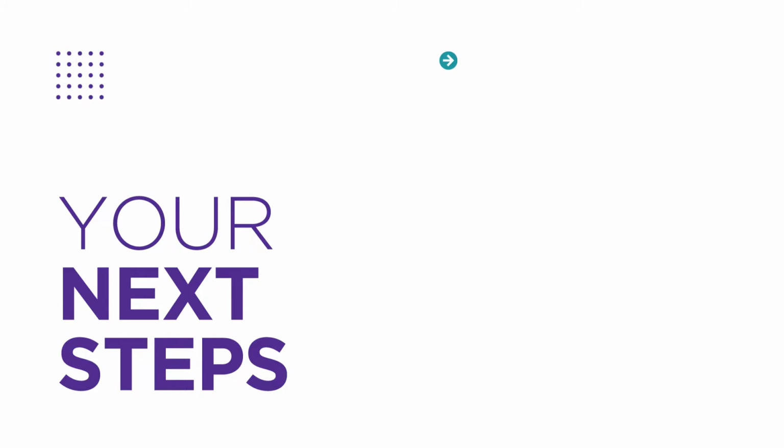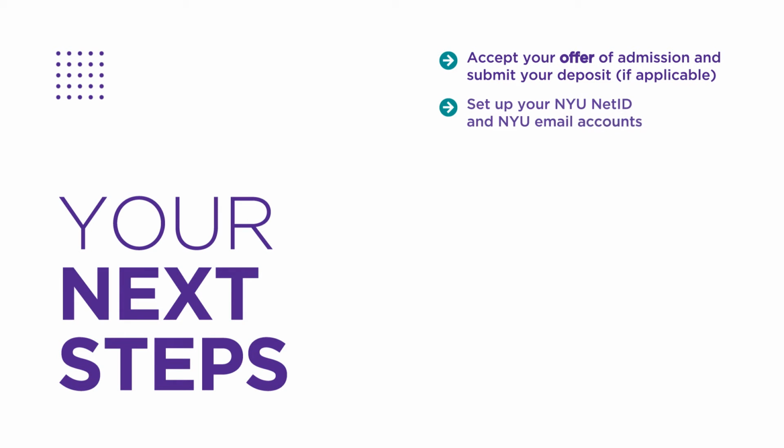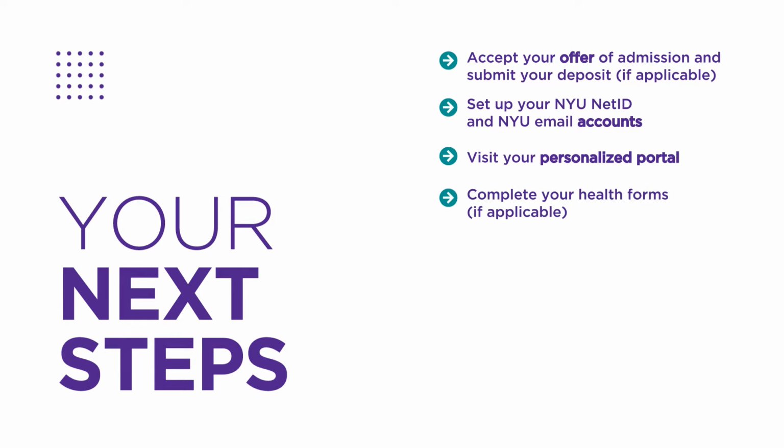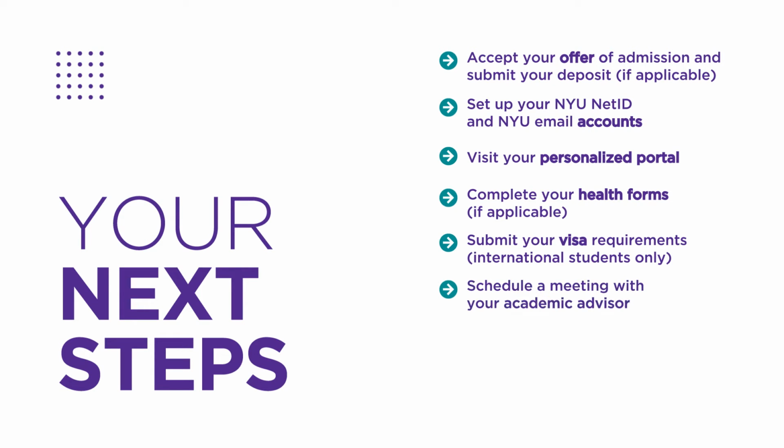Your next steps include accepting your offer of admission, setting up your NYU Net ID and NYU email accounts, visiting your personalized portal, completing your health forms, submitting your visa requirements if you are an international student, scheduling a meeting with your academic advisor, registering for classes, and submitting all official documents. Let's take a look at each of these steps in a little more detail.